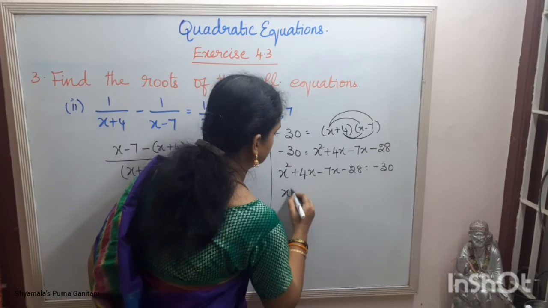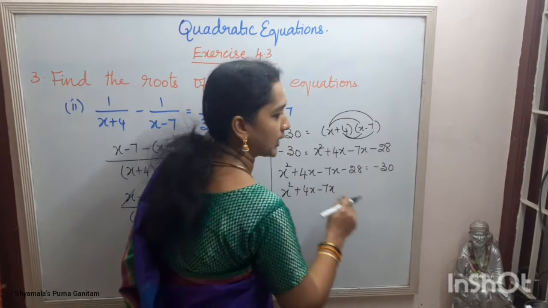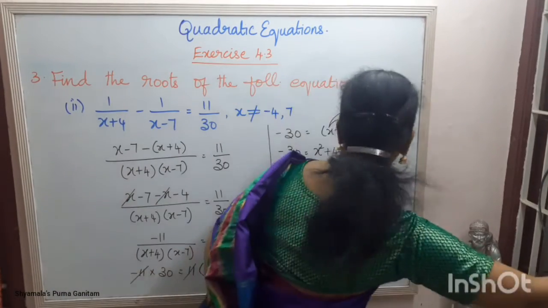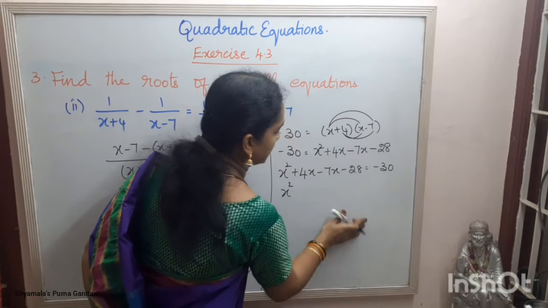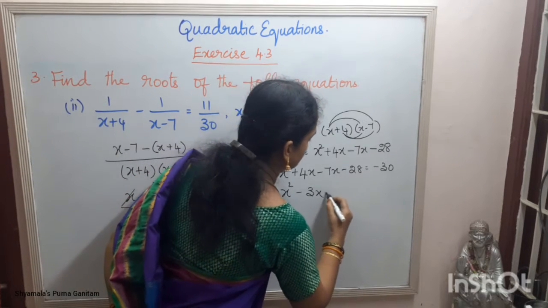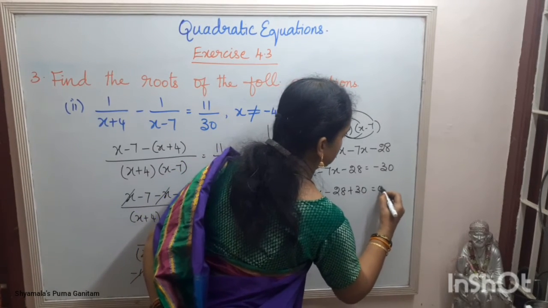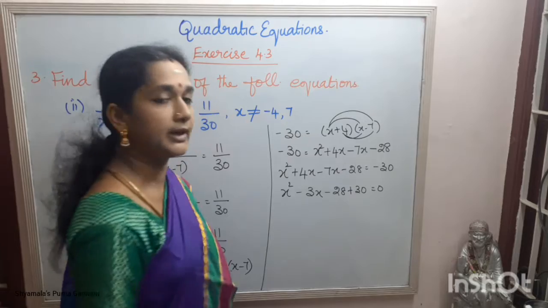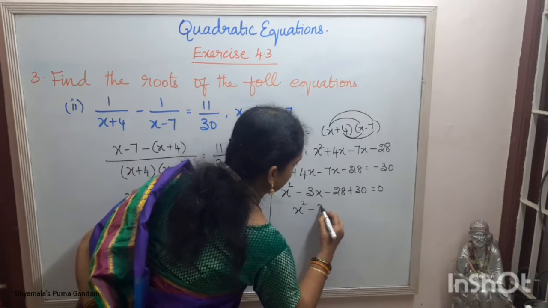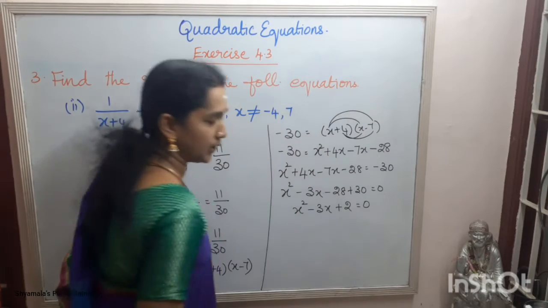So now x squared plus 4x minus 7x. So plus 4x and minus 7x, when I simplify, I get minus 3x. Then minus 28 plus 30 is equal to 0. This minus 30, when I am bringing it this side, I get plus 30. So this is x squared minus 3x plus 2 is equal to 0.